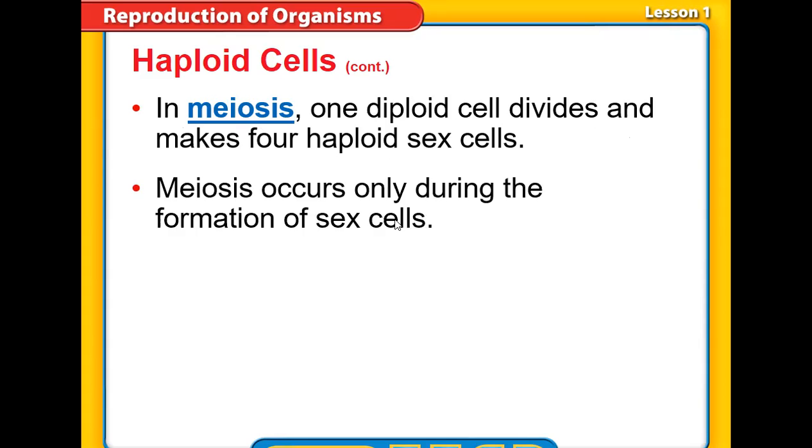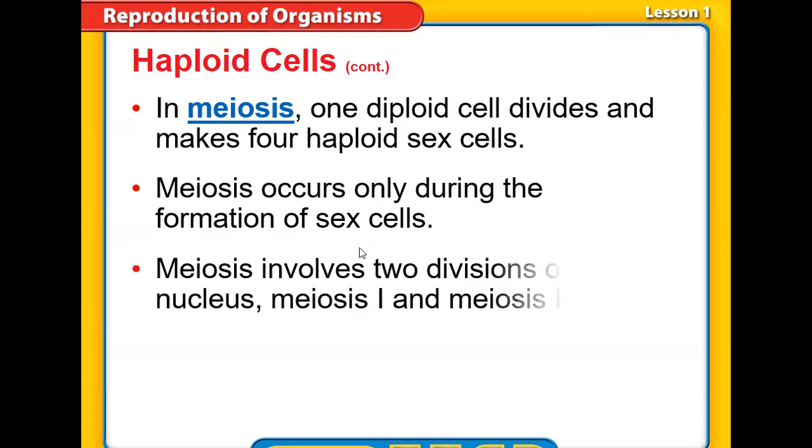Meiosis occurs only during formation of sex cells. That means meiosis happens in reproductive cells to produce sex cells, which means sperm and egg. We need to clarify the difference between reproductive cell and sex cell. They are two different types of cells. Reproductive cells are the inner layer of cells found inside testes in male and ovary in female. These cells go through meiosis to produce sperm and egg, which we call sex cells.